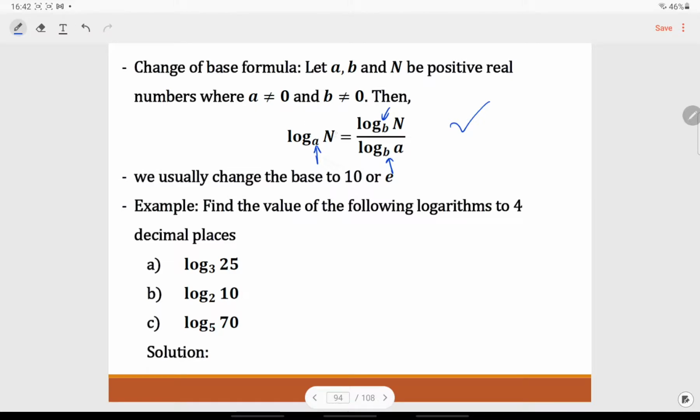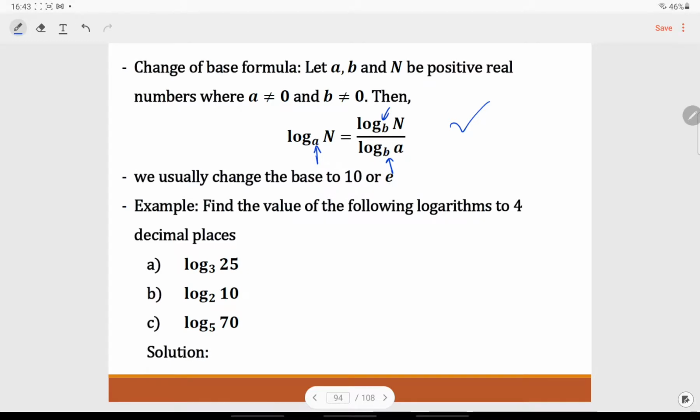Okay, like this. Log n to the base a. So our aim is to change the base a to another base, for example b. So it is equal to log n base b over log a base b. Okay, both numerator and denominator use the same base, b and b. So we change the base from a, now it becomes b. We usually change the base to 10 or e.